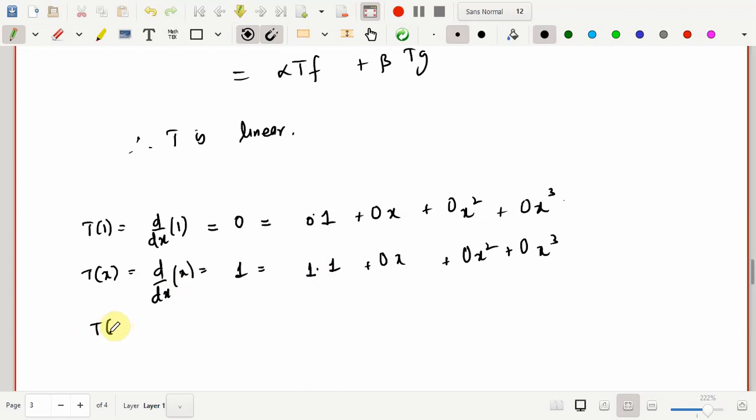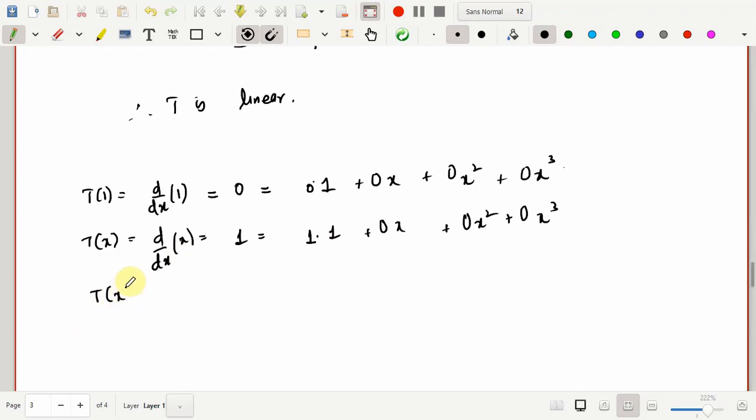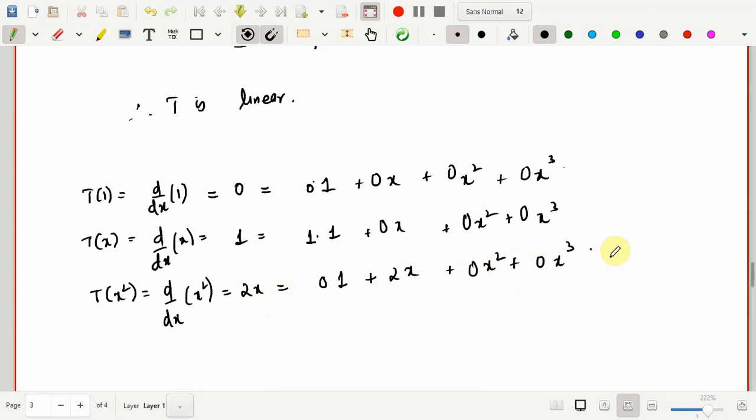Same way you look for T of x square, that is going to be d by dx of x square. This is 2x. So once again, how would you write this down in terms of the basis? Definitely there's no constant term, so this is going to be 0. The coefficient of x here is 2, so this is going to be 2, and the coefficient of x square here is 0, here it is 0.